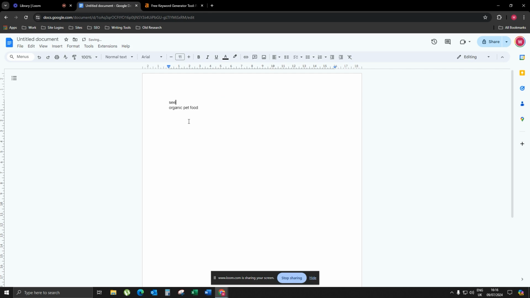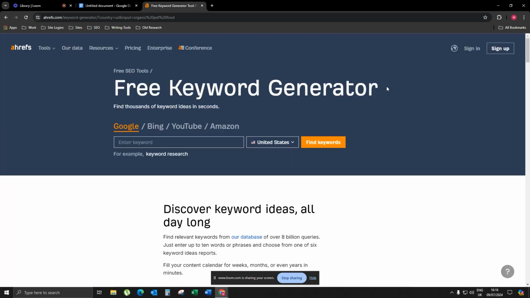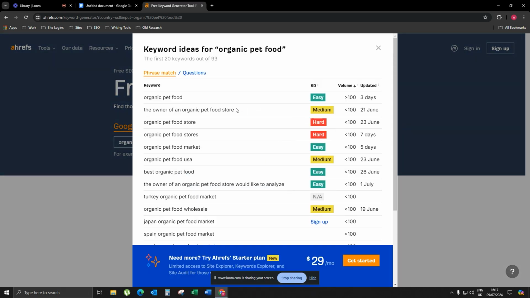Now I got this keyword from ideation. Generally, organic pet food is a popular search term. So this is what we will start with. The next step would be to go to the keyword generator tool from Ahrefs, and we would basically type that same seed keyword here, select the United States, and then search for it here.